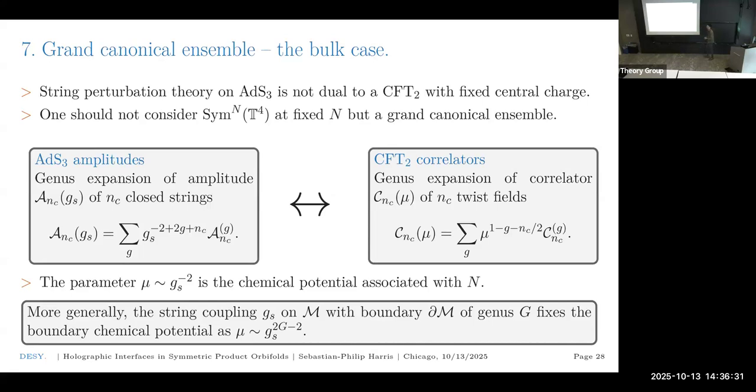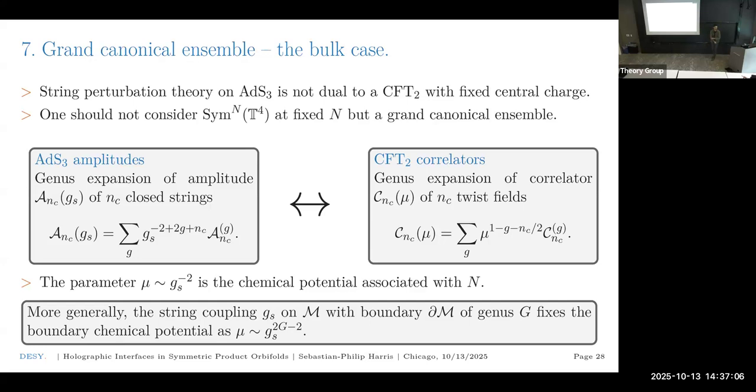More generically, you can even consider cases where you would have some locally AdS manifold M whose boundary might have a more complicated structure and some genus G that's not zero. Then correspondingly on the symmetric product orbifold side, if you pick this chemical potential to scale as g_string to the 2G minus 2, you again are able to reproduce the expansion.